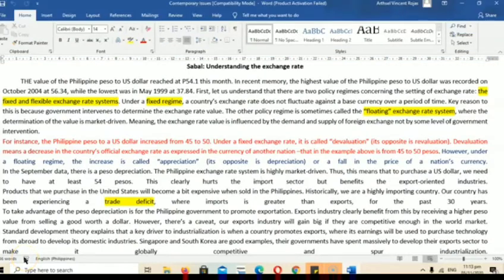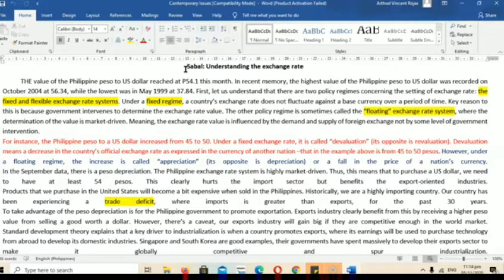Hello everyone. So for this time, I will be explaining the 3 topics for our second quarter. We have the Forex, the oil price increase or oil price rollback, and also the migration. But first, let's have this article entitled Sabal, Understanding the Exchange Rate. This article refers to the first topic, which is the Forex or the foreign exchange market. So let me read first the article.